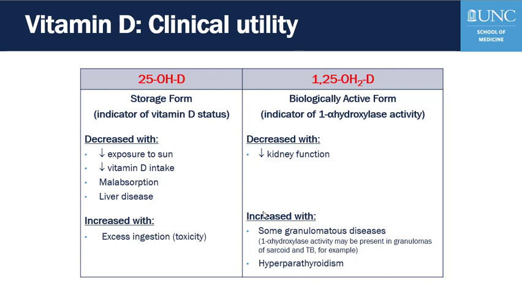And interestingly, 1,25-dihydroxyvitamin D may be increased in some cases of granulomatous disease. And in these diseases, 1-alpha hydroxylase activity may be present in sites outside the kidneys, specifically in the granulomas such as those in sarcoid and tuberculosis, for example. In cases of hyperparathyroidism, the 1-alpha hydroxylase activity increases in the kidney, and higher amounts of 1,25-dihydroxyvitamin D can be seen.